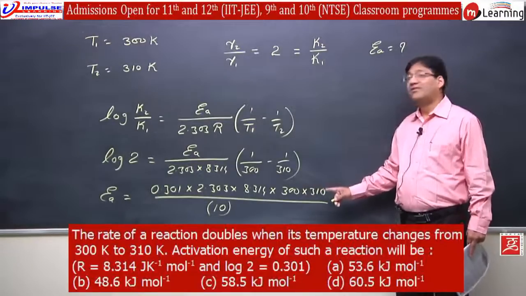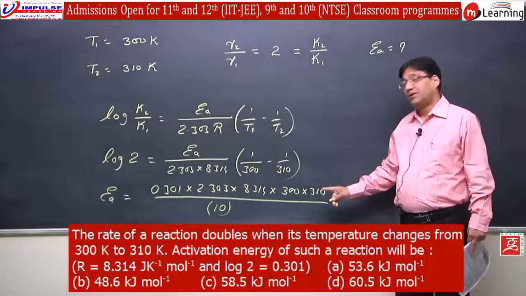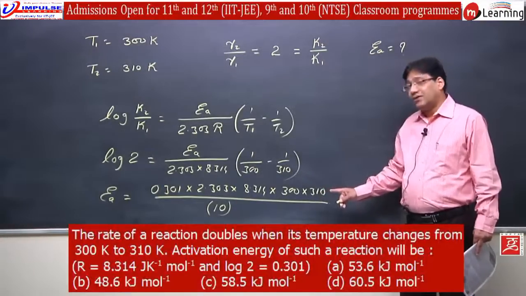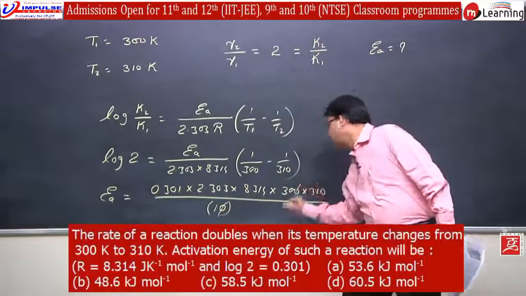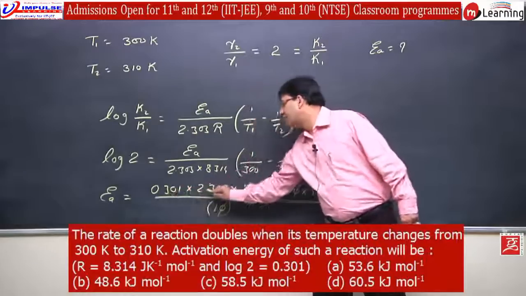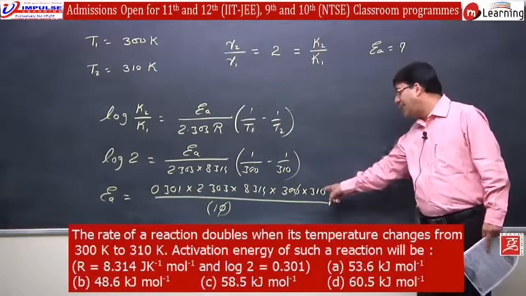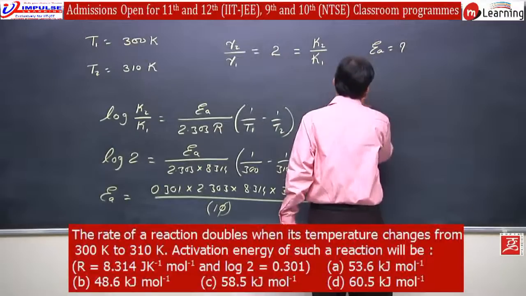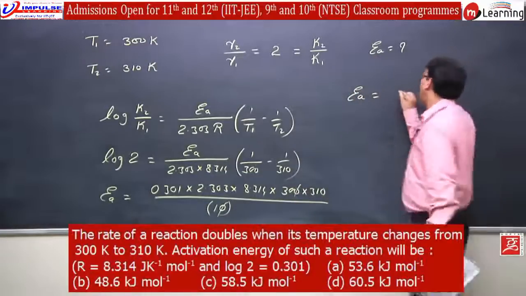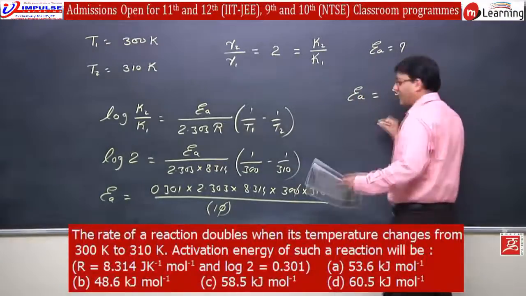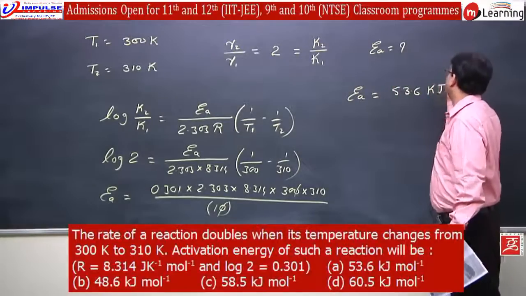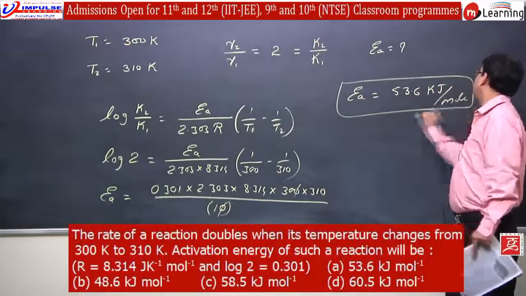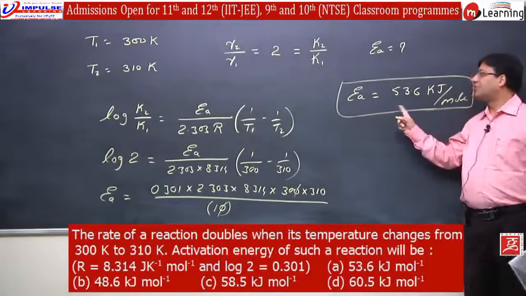Now the problem involves the calculation part. We need to calculate it accurately. 0.3 into 2.3 can be written as 0.7, and 310 can be approximated as nearly equal to 300. On solving this equation, you should get 53.6 kilojoules per mole. Hence, this is the correct answer to the problem.